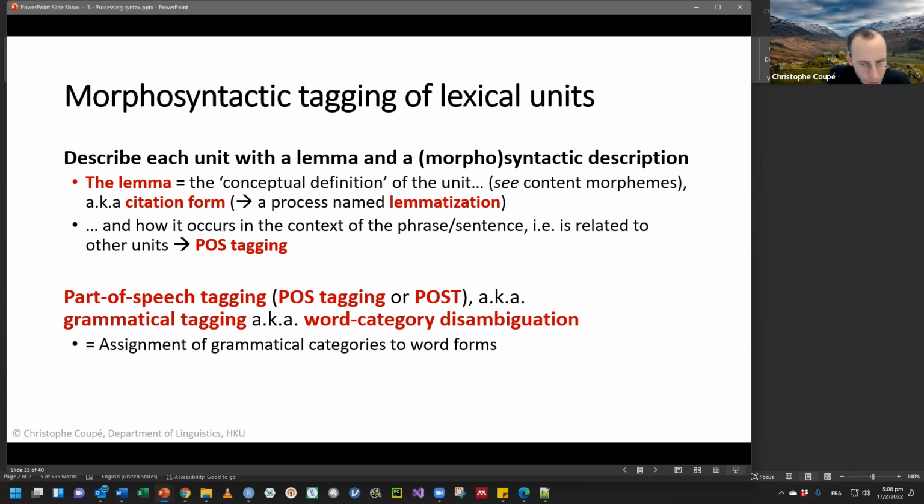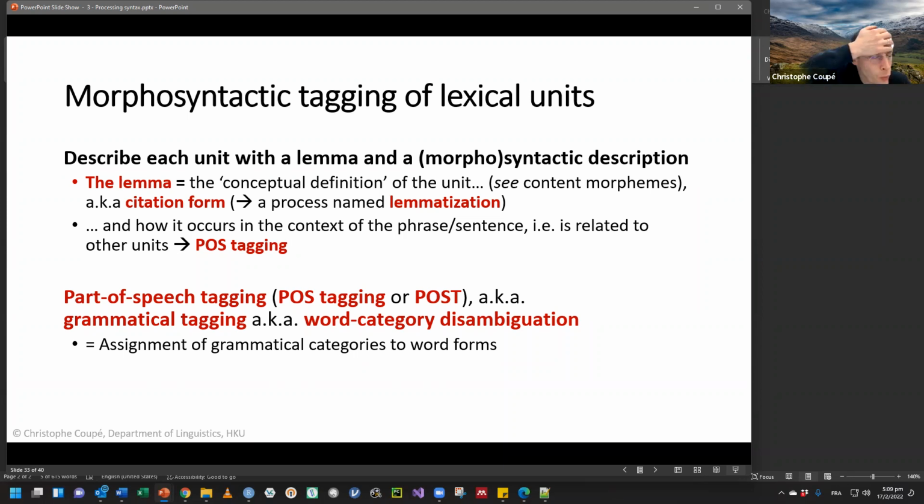And when you extract the lemma, the process is named lemmatization. So you want to extract that, and you want to understand how the lemma appears in the context of a phrase or of a sentence, and how it is related to other words in the sentence. So that's the morpho-syntactic description. And quite often, what you give here is the part of speech tag. And the process is called POS, part of speech tagging, or grammatical tagging, or word category disambiguation.